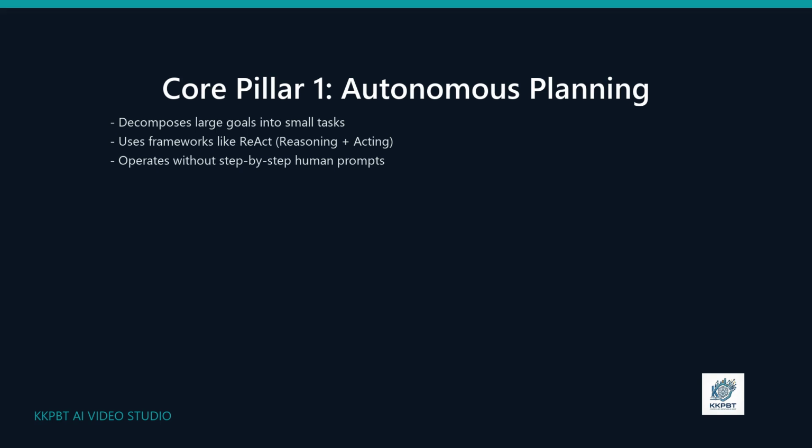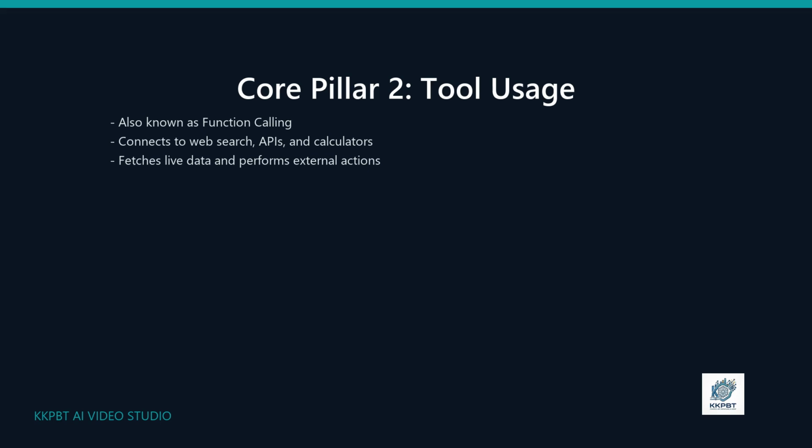How do agents solve complex goals? Through autonomous planning. Instead of guessing, agents use smart thinking frameworks like ReAct, which stands for reasoning and acting. They break down a giant goal into smaller, logical subtasks step by step without needing a human to guide every single click. The second key pillar is tool usage, also called function calling.